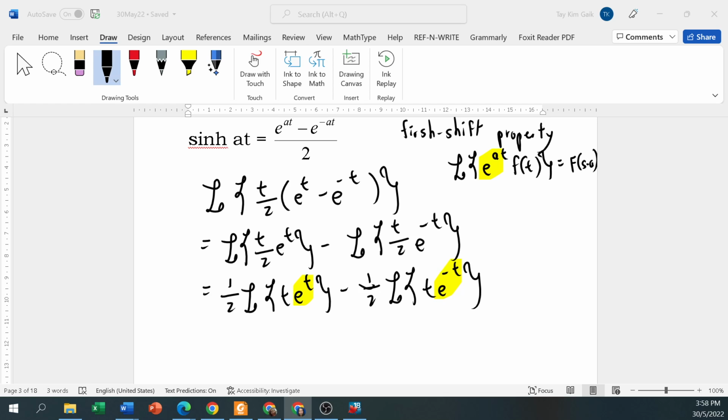Muhammad Haris, are you around? Muhammad Haris. Yeah, Doctor. Okay, compare the Laplace transform for t e^t with the first shift property. So what is the a? And what is your f(t)? Look at the first term, the Laplace transform of t e^t, compared with the first shift property, e to the power at. So what is the a value here?